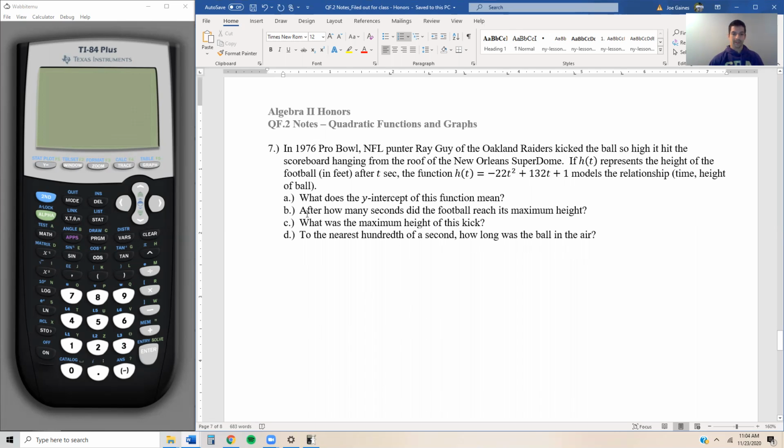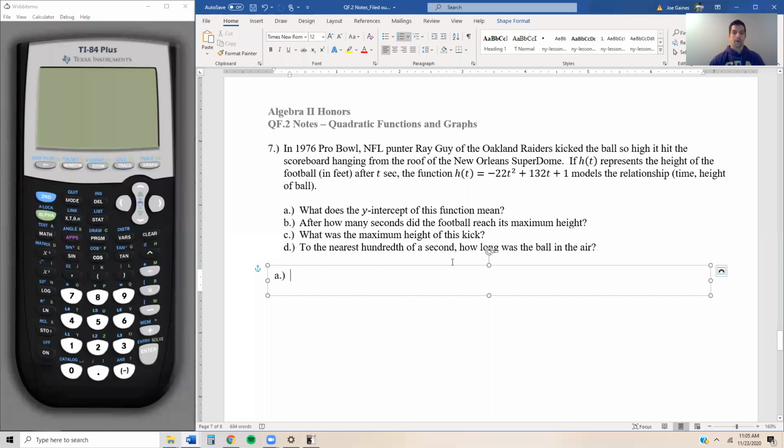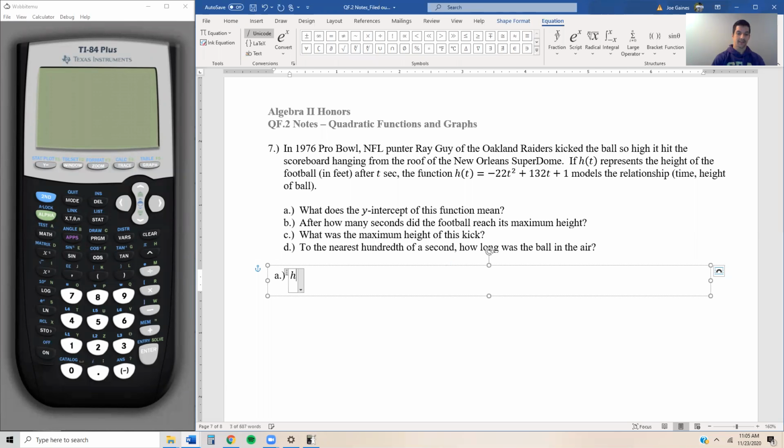So in problem A, it says, what does the y-intercept of this function mean? First, we probably want to identify what the y-intercept is. Remember that the y-intercept is when the x value, or in this case t, is 0. So it would be h of 0. We can substitute in 0 for t, and we'd be left with just the constant. So h of 0 is 1.